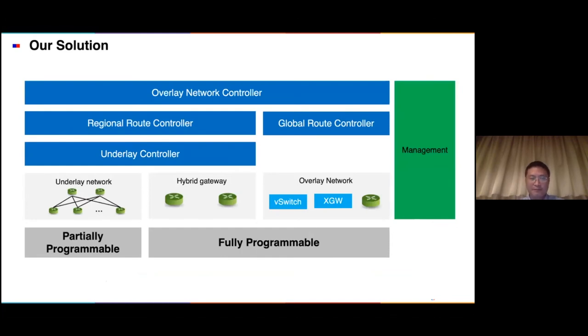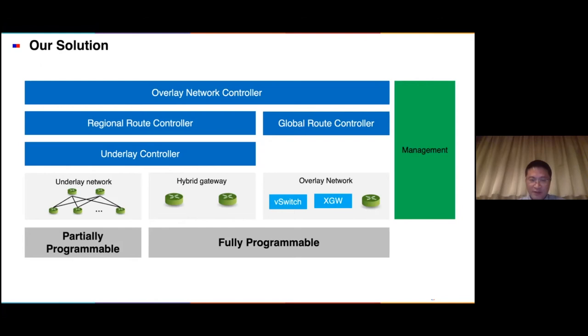So this is our CSN architecture, or basically what our network looks like when we are using our hybrid cloud solution to connect our private cloud to the public cloud, right? As we can see, our underlying network is still partially programmable. For example, we have some older switches. We have Tofino switches. We have Tomahawk 1, Tomahawk 2, this kind of switches. So we still see our underlying network is partially programmable. But our public cloud, as well as our overlay network, has already become fully programmable.